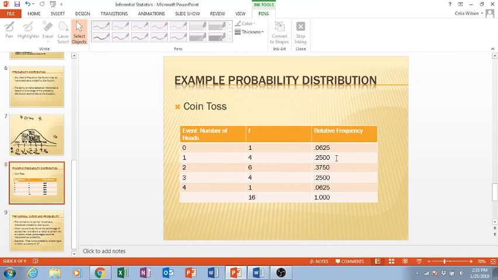1 head, we have about a 25% chance. 2 heads, 37.5% chance. 3 heads, 25% chance. And then 4 heads, the 6.25% chance, right? So the probability in the tails of our distribution is a lot smaller than the probability in the middle of our distribution. Or in other words, it's a lot more likely to get 2 heads than it is to get 4 heads or no heads. Okay?